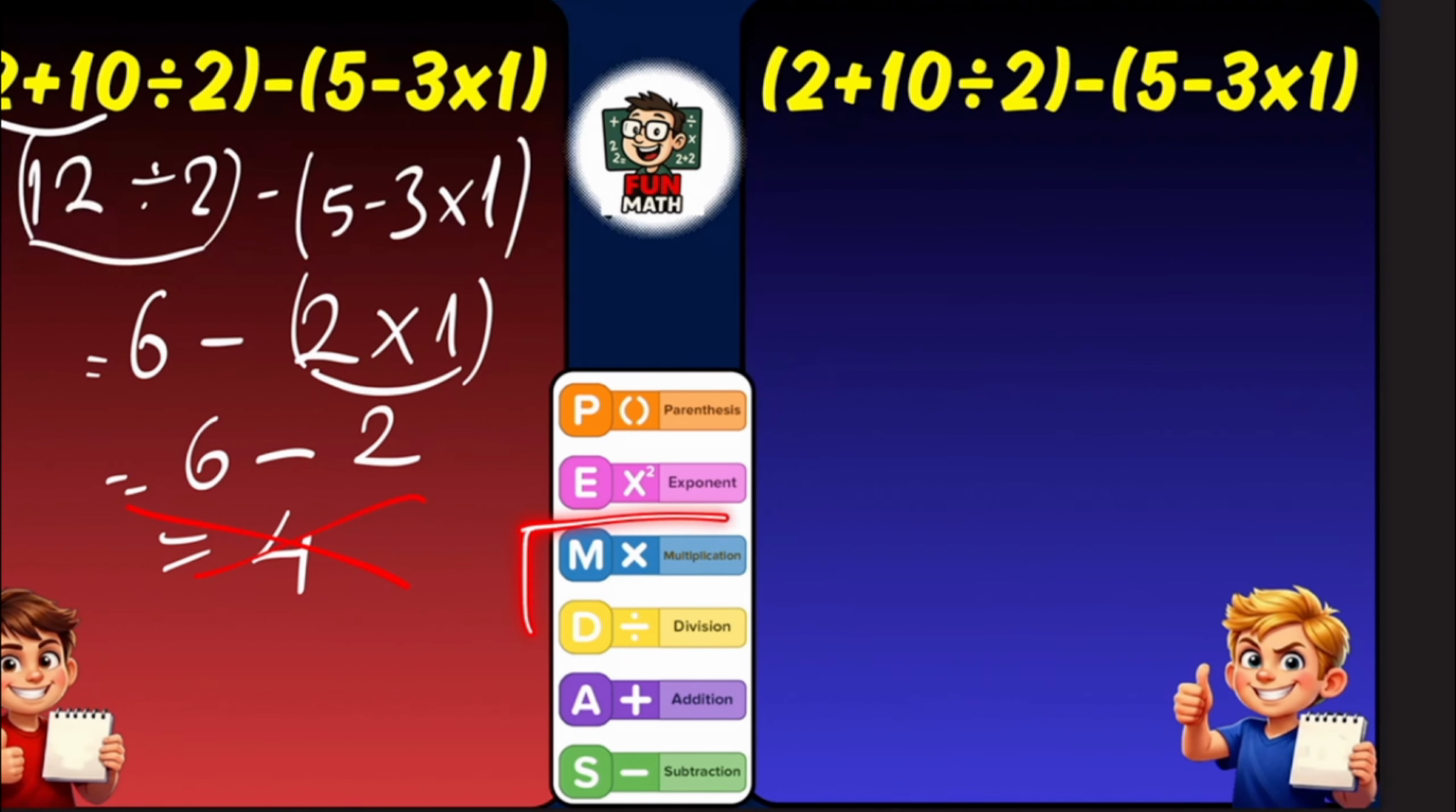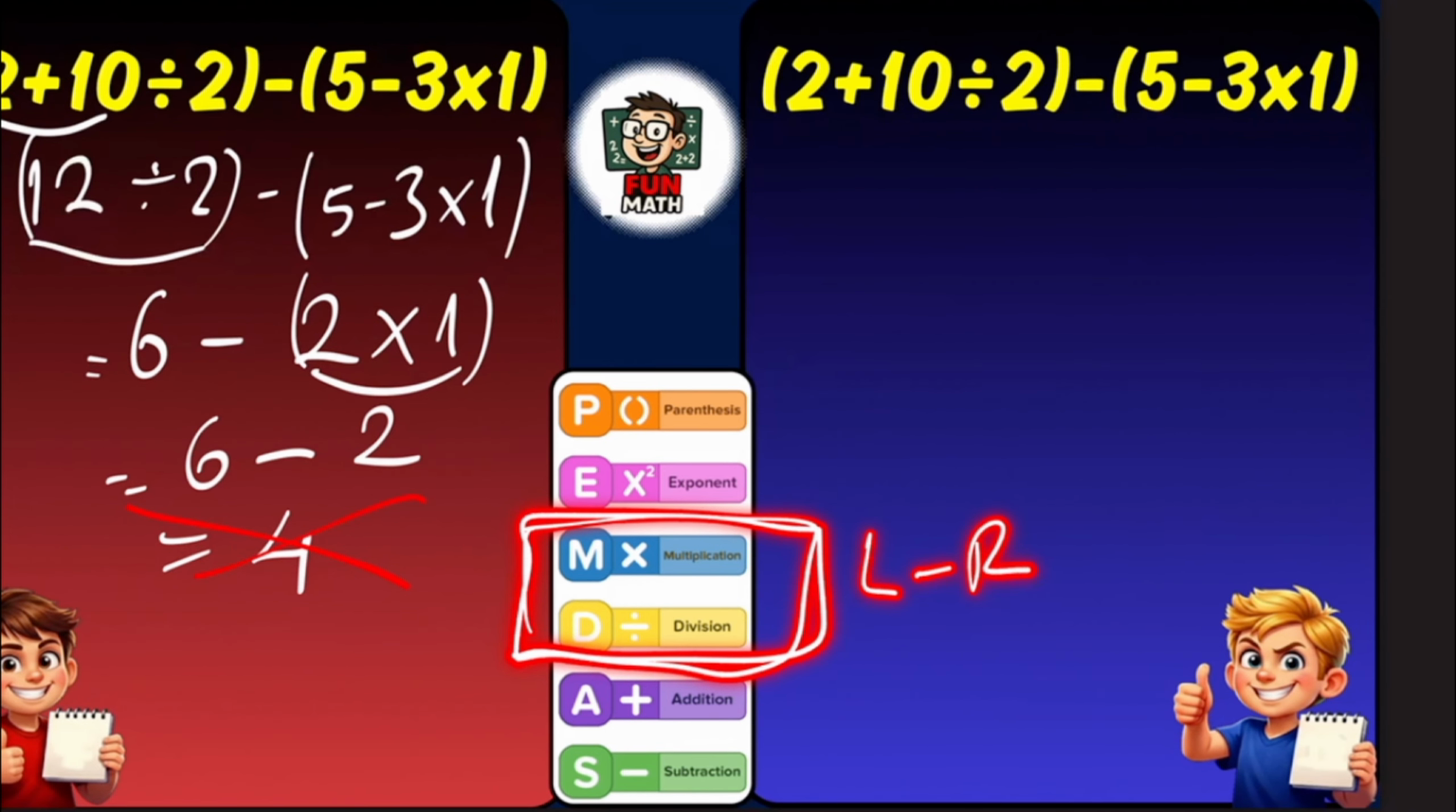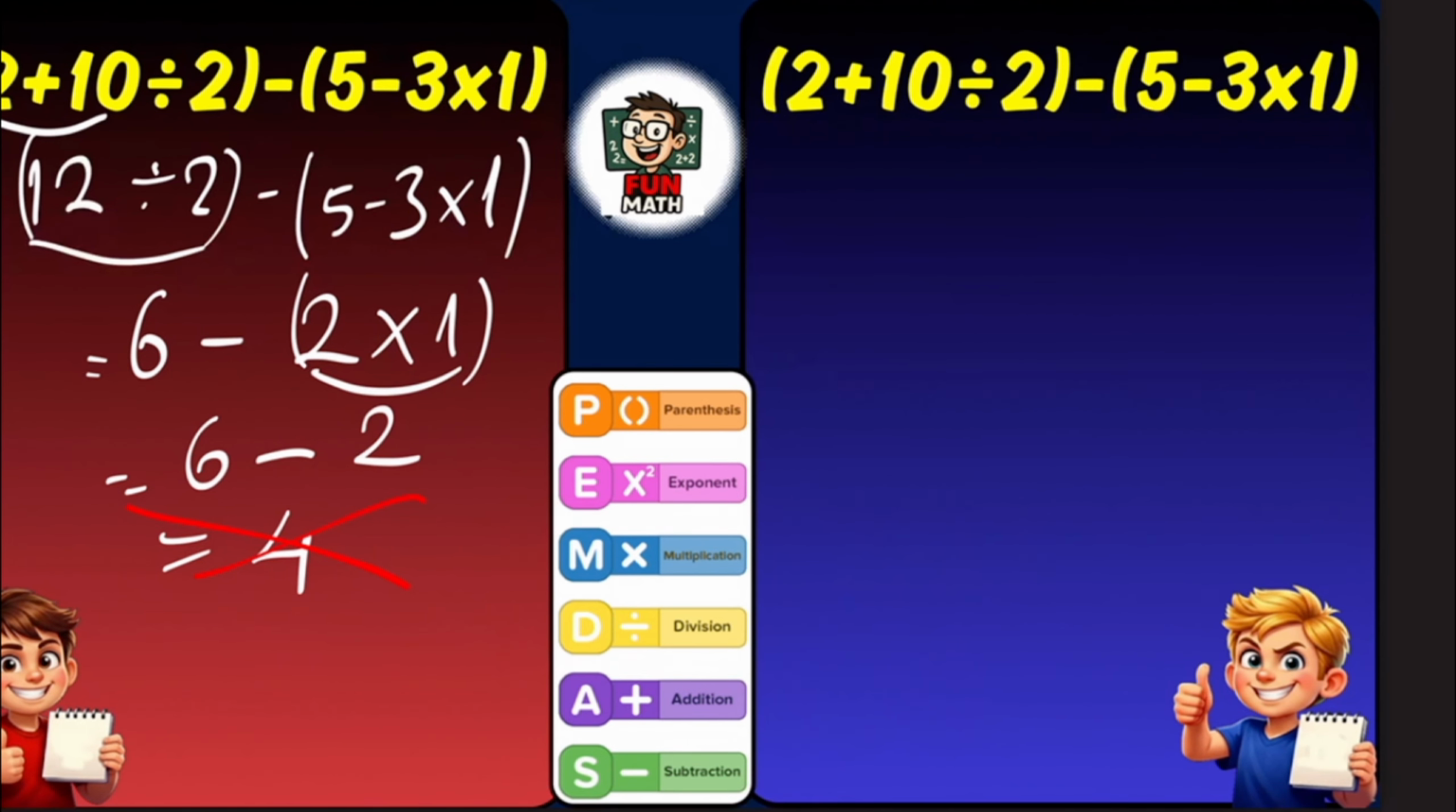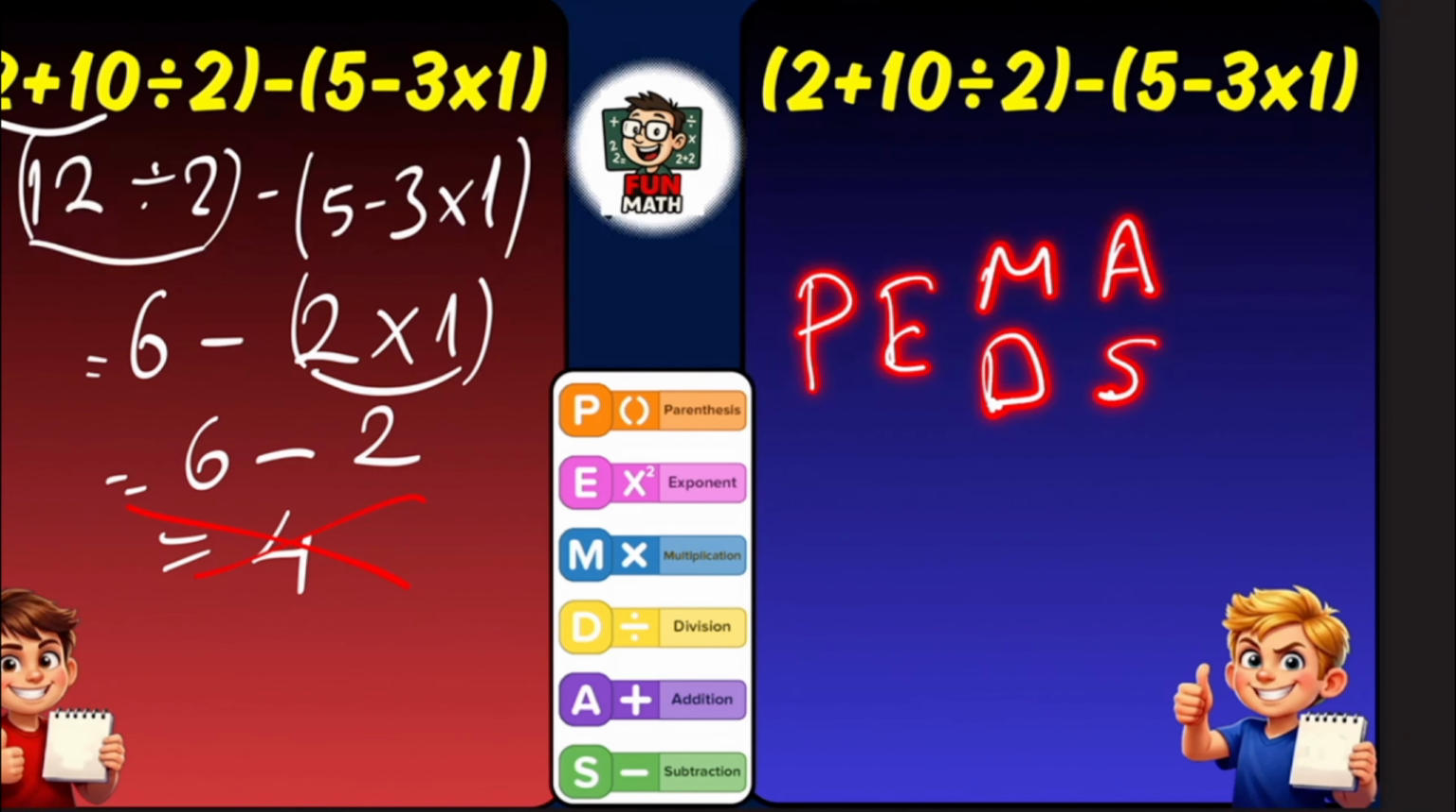There is no order between multiplication and division. Operations are done from left to right. Similarly, there is no order between addition and subtraction. Operations are done from left to right. Okay. Repeat. Parenthesis, exponent, multiplication and division, not ordered, from left to right. Addition and subtraction, not ordered, from left to right.